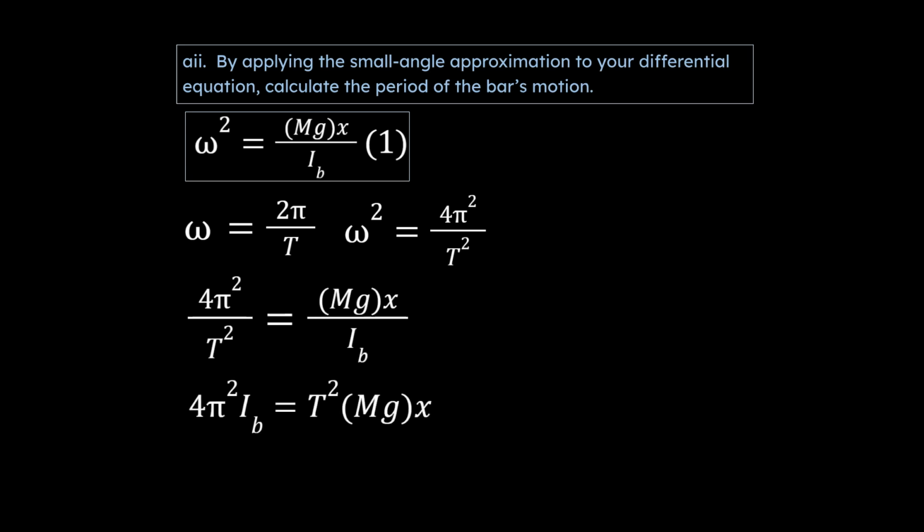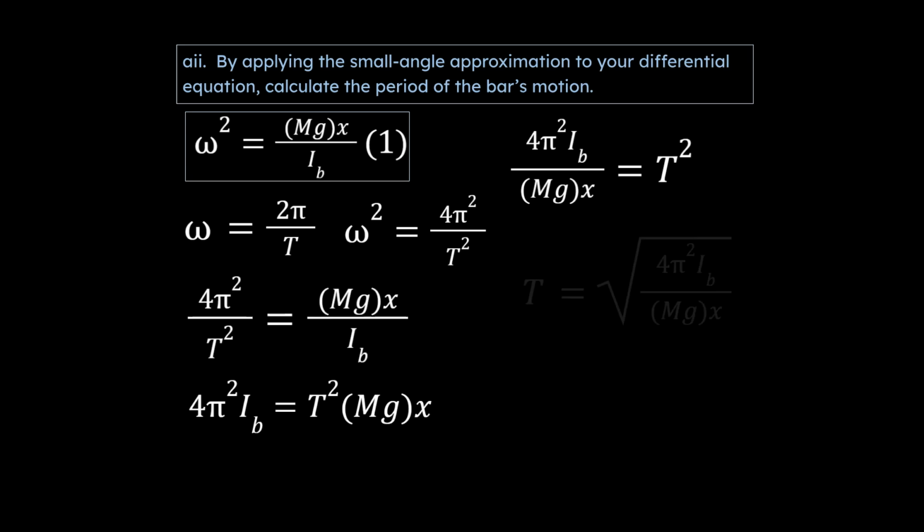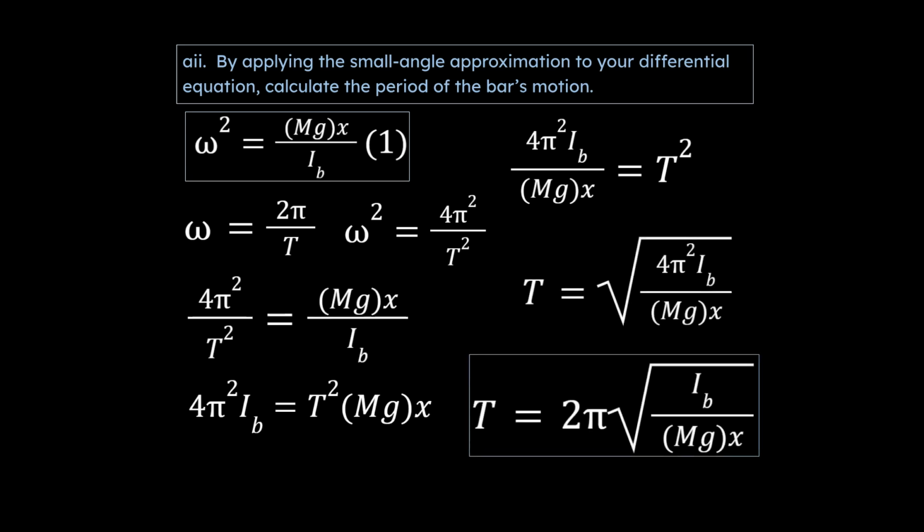Now we can cross multiply to simplify things, and we start to do some algebra to solve for the period, and we end up with this. So notice this looks similar to the period of a pendulum. That should be reassuring if you're able to get down to something like this.